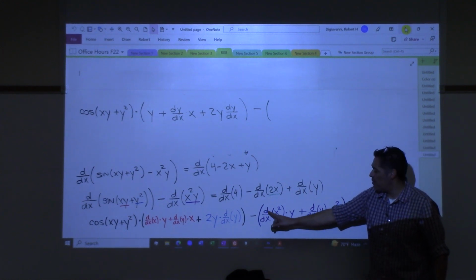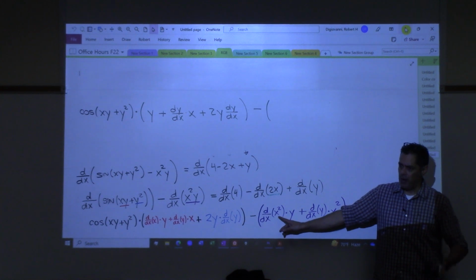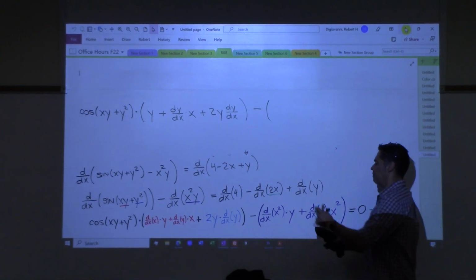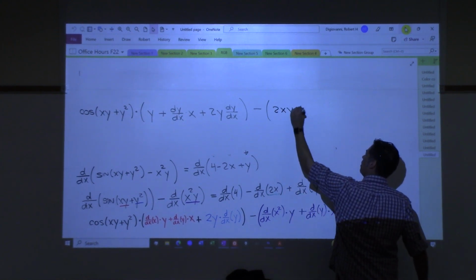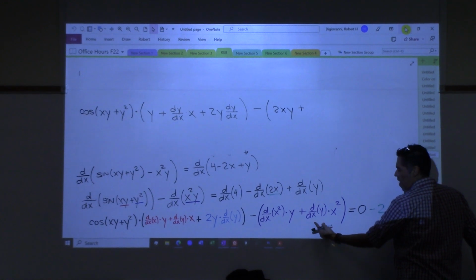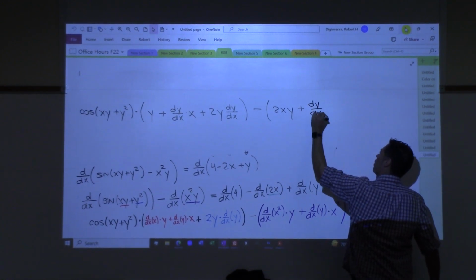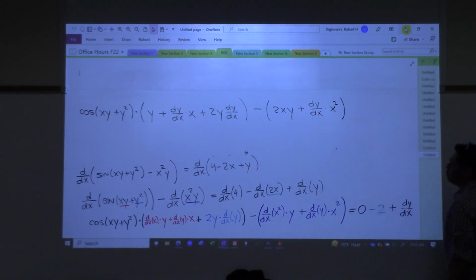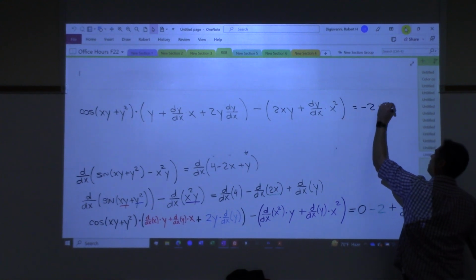What's the derivative with respect to x of x squared? That's your traditional, old school derivative from a few weeks ago. So that's just 2x, and then times y. And then plus this, which is dy/dx, right? Can't change that. Times x squared, close parentheses, equals negative 2 plus dy/dx.